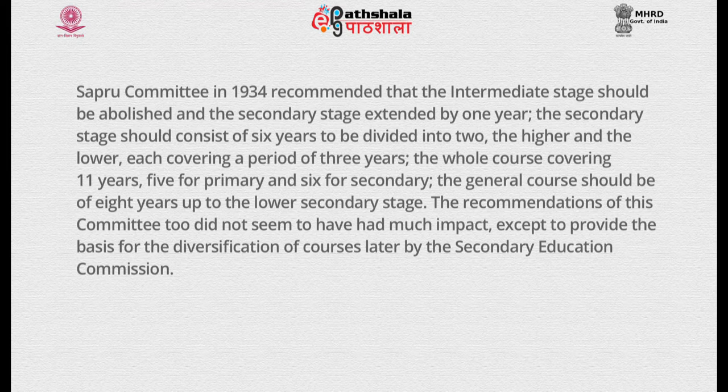The secondary stage should consist of 6 years, to be divided into two, the higher and the lower, each covering a period of 3 years, the whole course covering 11 years, 5 for primary and 6 for secondary. The general course should be of 8 years up to the lower secondary stage. The recommendations of this committee too did not seem to have had much impact, except to provide the basis for the diversification of courses later by the Secondary Education Commission.